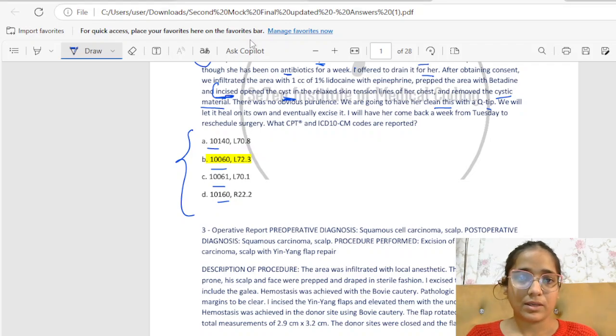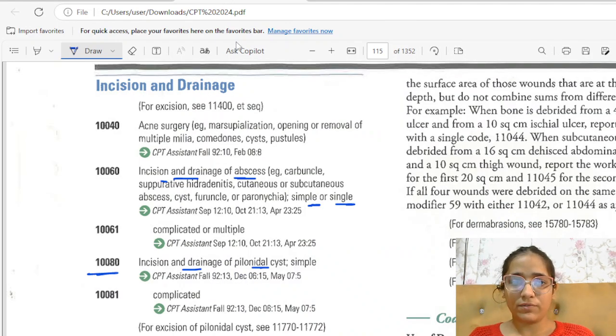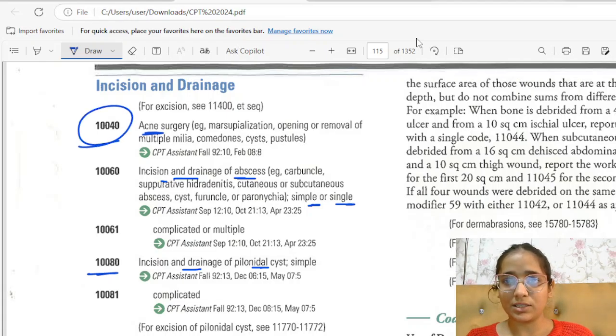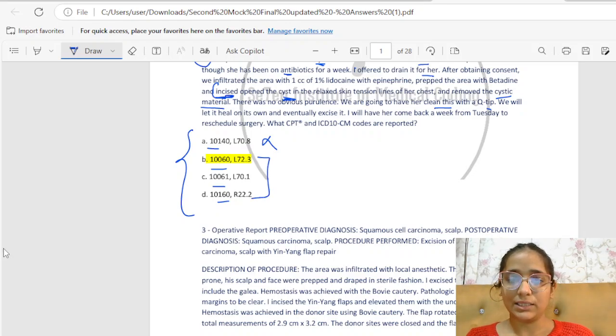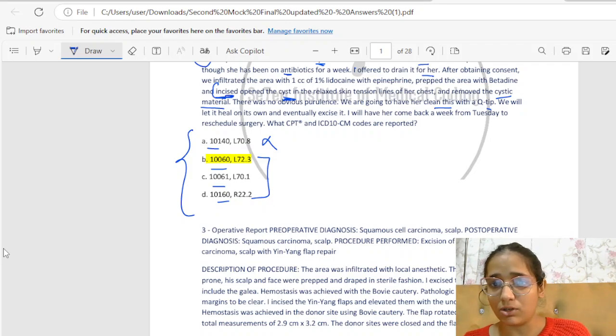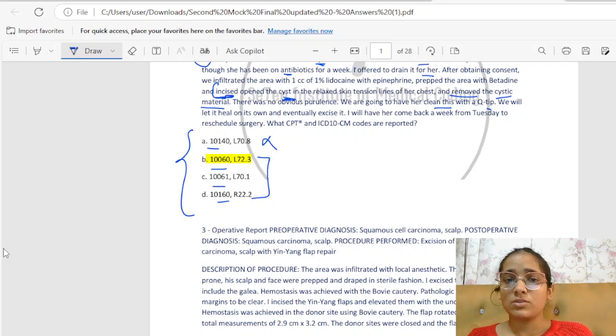We already know the meaning of 10140. This is for hematoma surgery. Does the patient have any hematoma? No, the patient has a cyst, so we have to rule this out. We are left with 10160 and 10180. Complicated means if the doctor places any drainage device to remove the pus or any cystic material, but the doctor does not place any drain, so we will consider it as simple, and there is only one cyst, so it is single also.